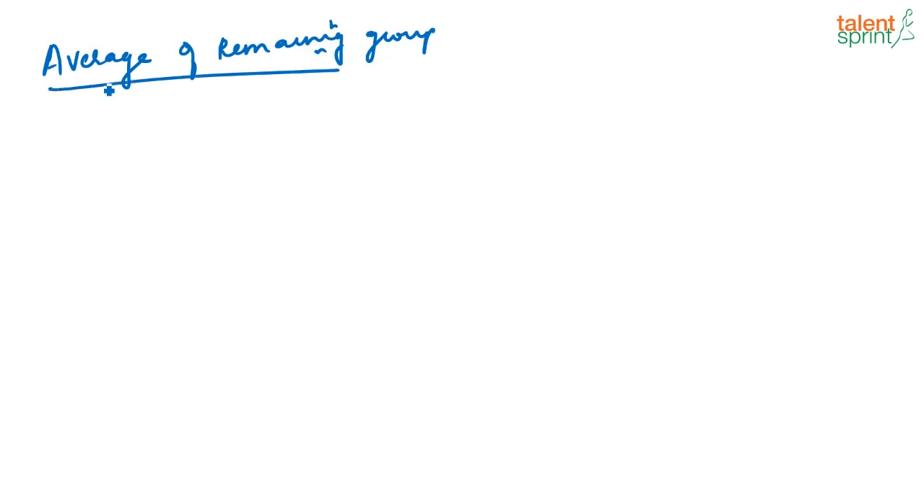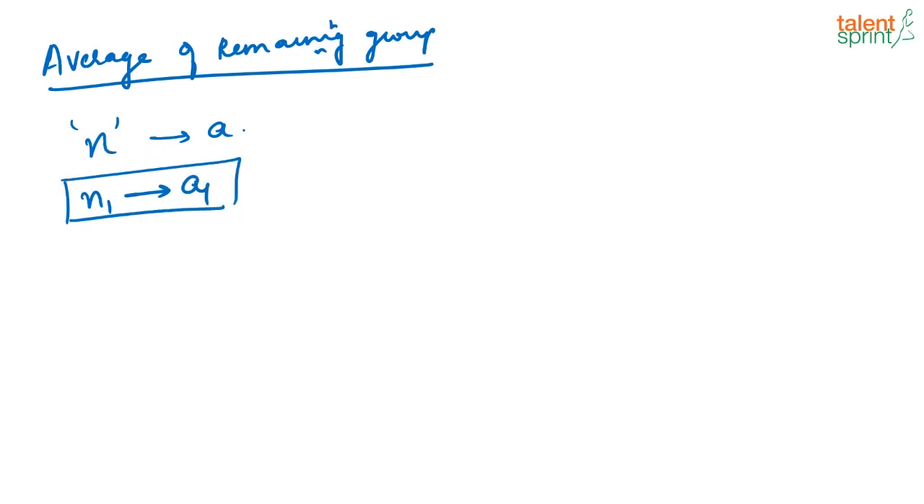So what does this type of question mean? See, if the average of a group of n elements is A, and the average of a group of n1 elements, which I am taking to be A1, and this n1 elements is out of this n elements, so totally I have n elements whose average is A.